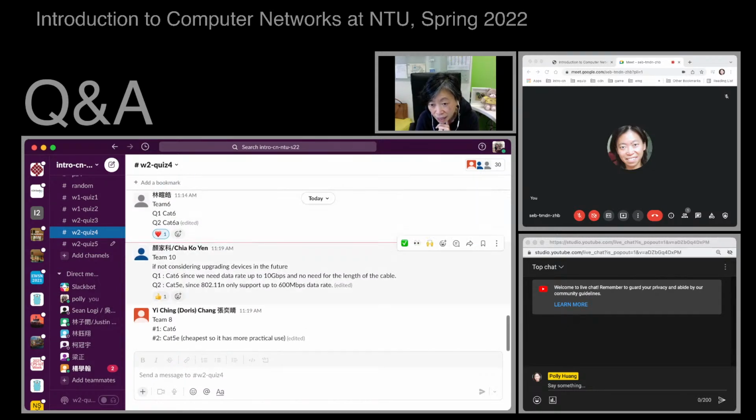6A, and Keke here is saying, oh, if not considering upgrading devices in the future, 6A for all, I guess. Oh, okay, so what you actually meant is the minimum. 6 here, 5E here. Team 8, doors. 6 and 5E, cheapest, very good.